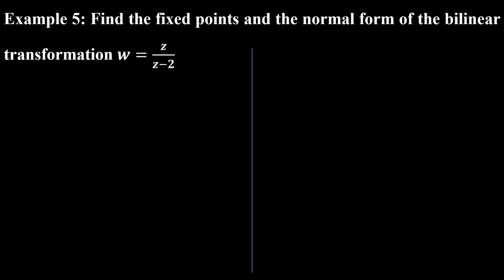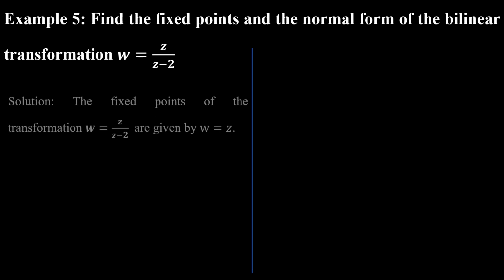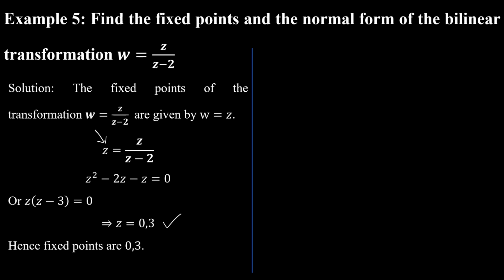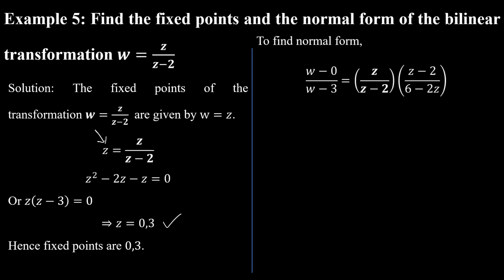Now let us see question number 5. Here the question is to find the fixed points and the normal form of the bilinear transformation. We have already discussed what a fixed point is. If you put w equal to z, you will get the values of z, which are known as the fixed points. So here we put w equal to z. By solving this quadratic equation, we get z equals 0 and z equals 3 as the two fixed points. Now to get the normal form, we write (w minus 0)/(w minus 3) and (z minus 0)/(z minus 3).